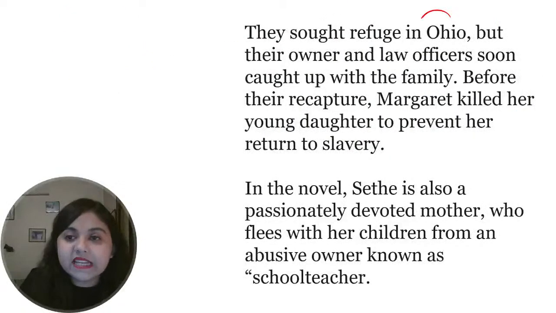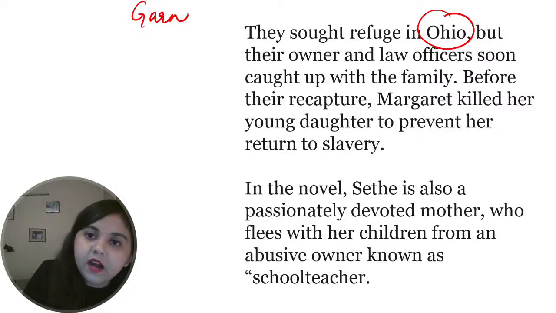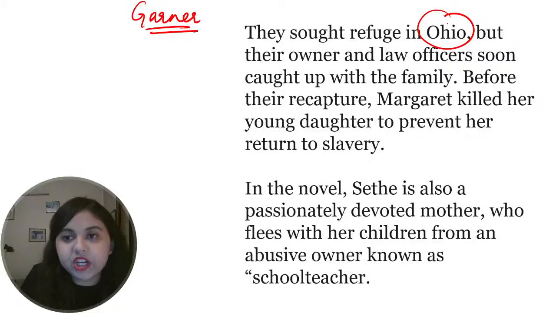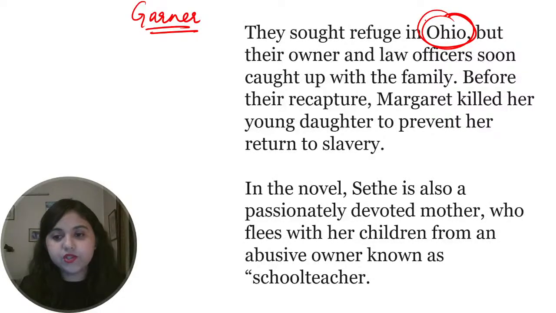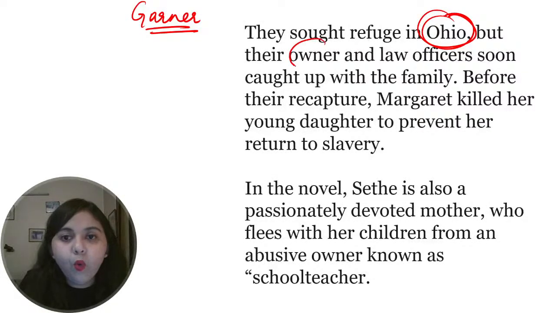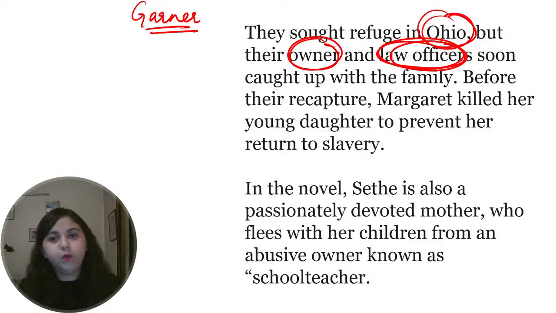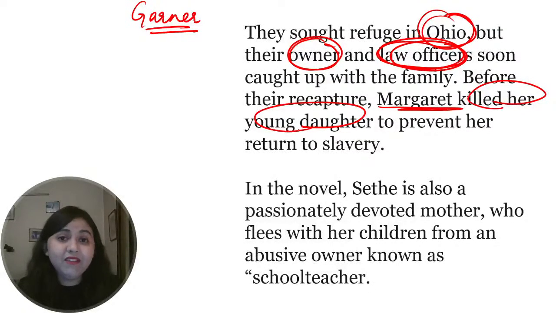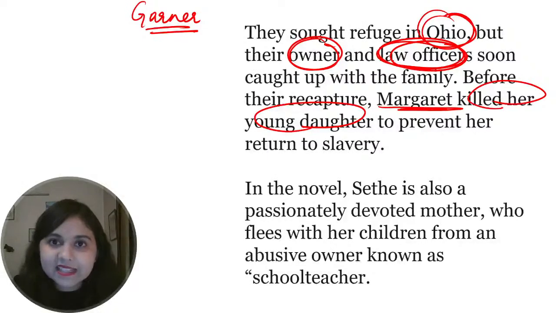Okay, and of course, in reality, this is about Margaret Garner. Margaret Garner actually tried to take refuge in Ohio. This work is also based out of Cincinnati, Ohio. But their owner and law officers soon caught up with the family. And Margaret killed her young daughter when they were caught. She said it's better to kill her and let her escape this torturous world of slavery.